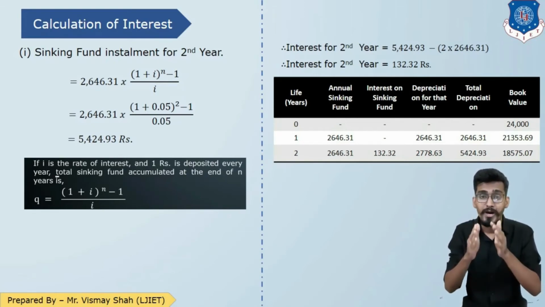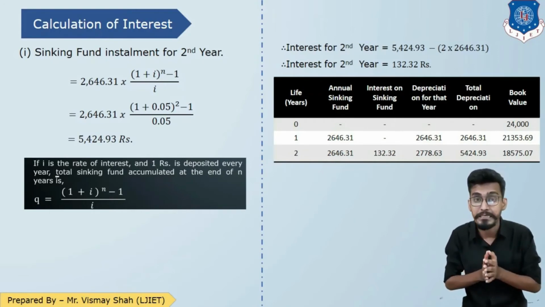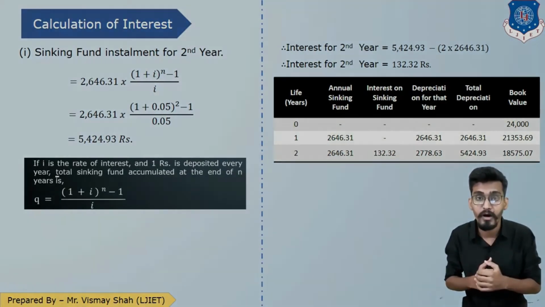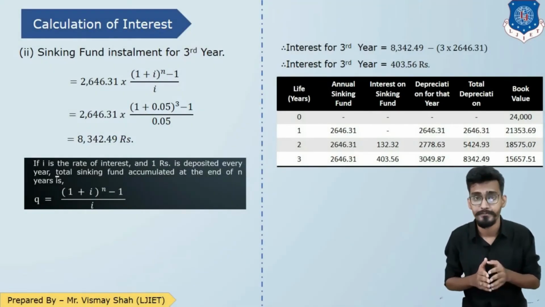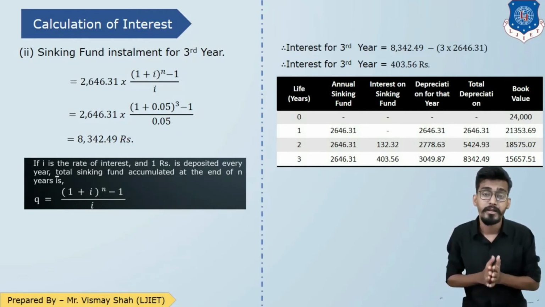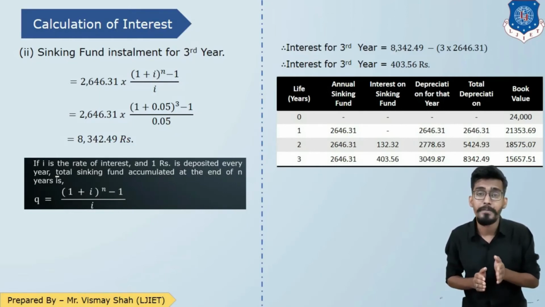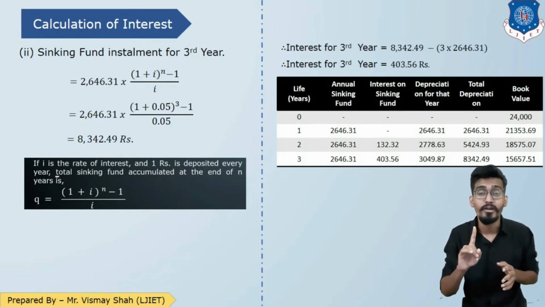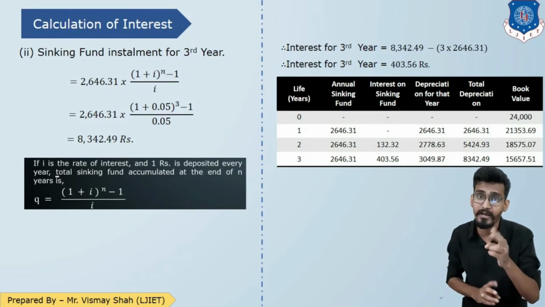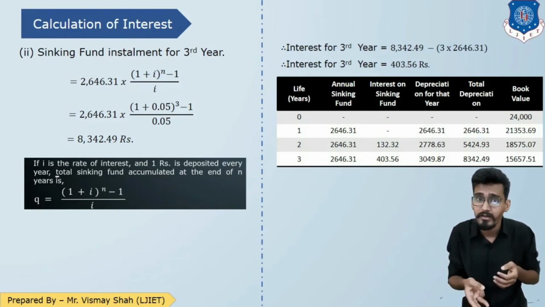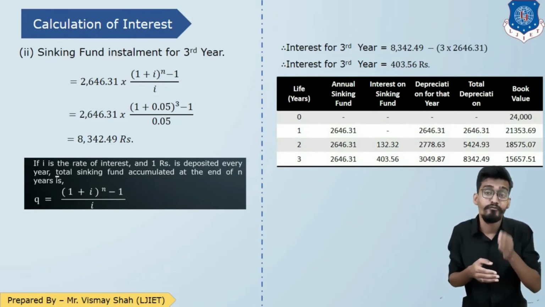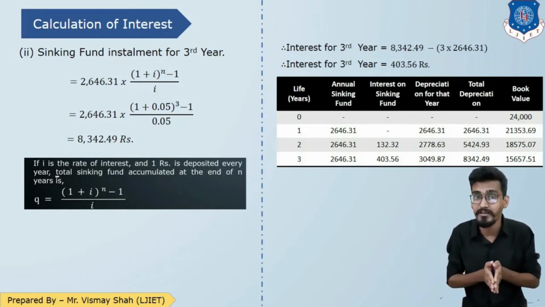I hope you are getting my point very clearly. Now let us move forward. Same as calculating the interest for the third year. Here again, for the interest for the third year, I have the formula (1 plus I) raised to n minus 1 upon I. But in this formula, n should not be the total life. If I am finding the interest for the second year, n will be 2. Here I am finding the interest for the third year, n will be 3. That is so common, so obvious: for whatever year you are finding, n will be that year.